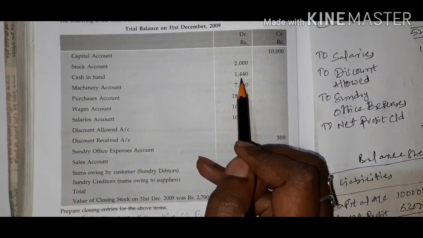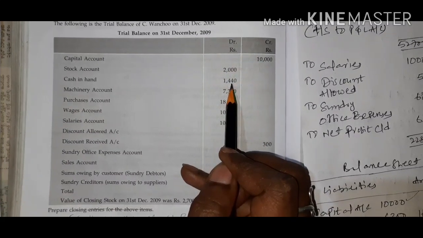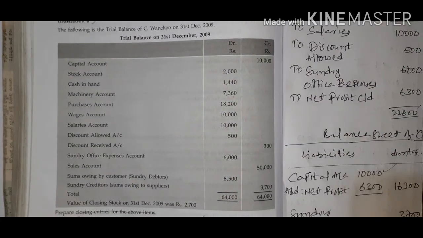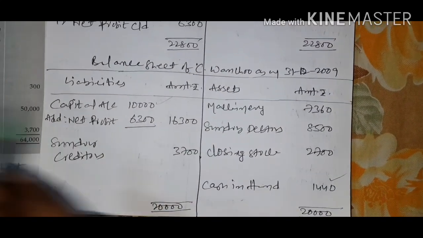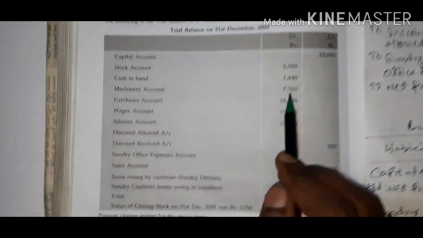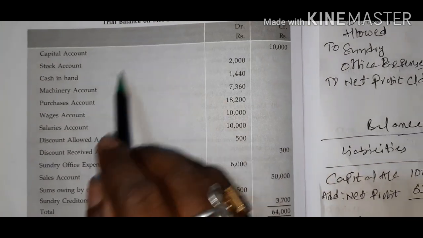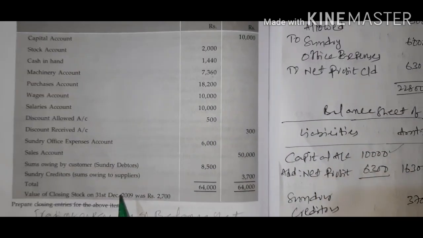Then cash in hand is an asset, and the same will be shown on the asset side of the balance sheet, that is cash in hand 1,440, friends. Then machinery account, again it is an asset. See, whatever figures are given here are already adjusted, friends. We don't have any additional information.